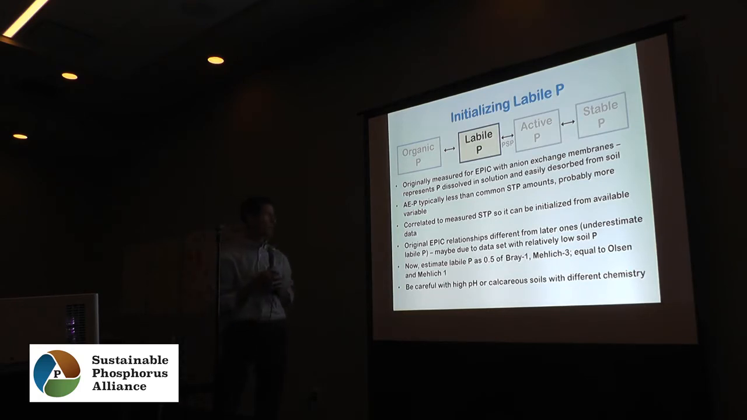So right now, when I talk about initializing labile P in these models, I initialize it as half of Bray 1 and Mehlich 3, and equal to Olson and Mehlich 1. And as Chad talked about, sometimes, if your soil tests are not really representing that phosphorus chemistry very well, high pH soils or calcareous soils in the West, some of these relationships can start to fall apart.